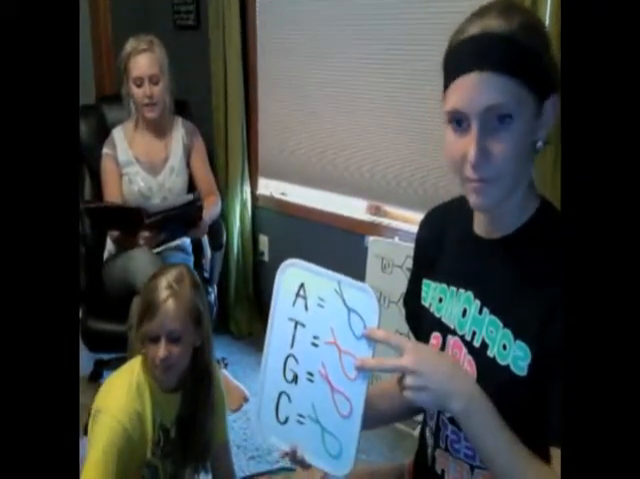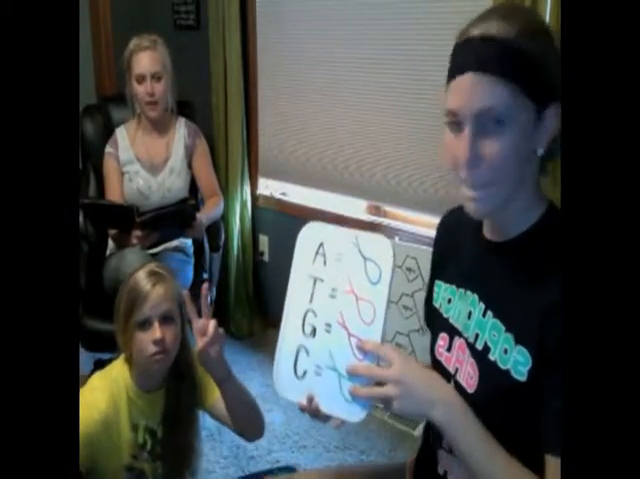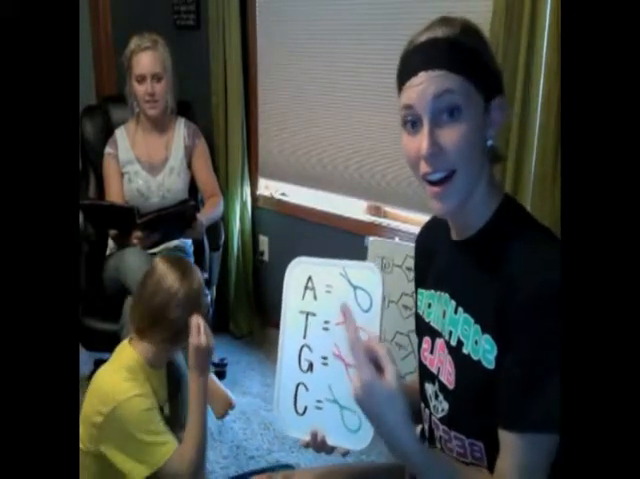The DNA strands are held together by hydrogen bonds. Adenine and thymine are held by 2 hydrogen bonds, and cytosine and guanine are held by 3 hydrogen bonds. DNA is in the shape of a double helix.